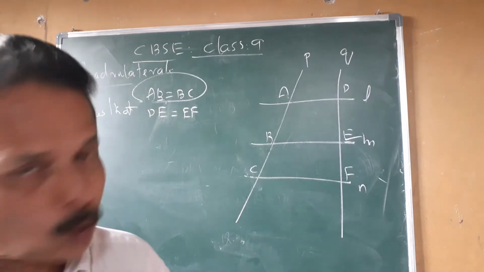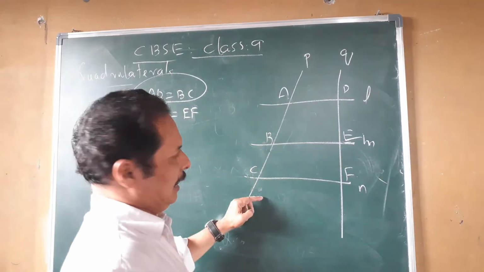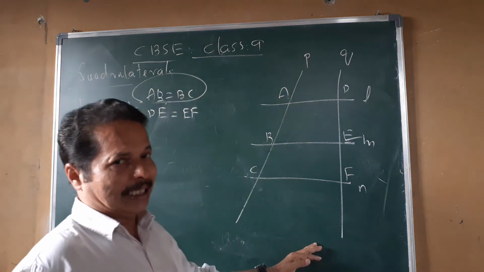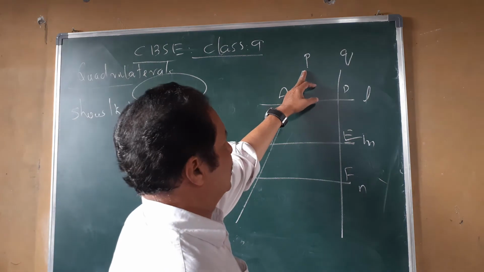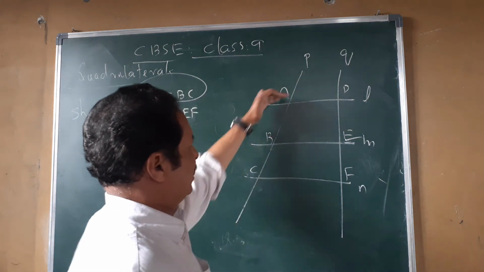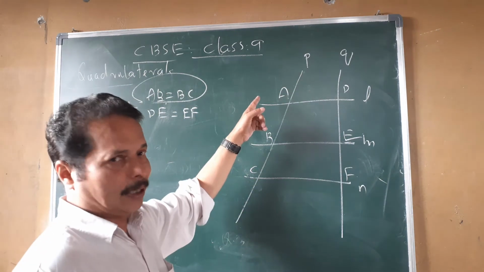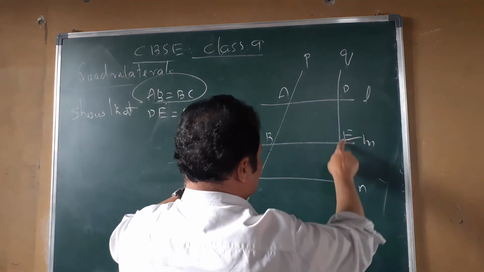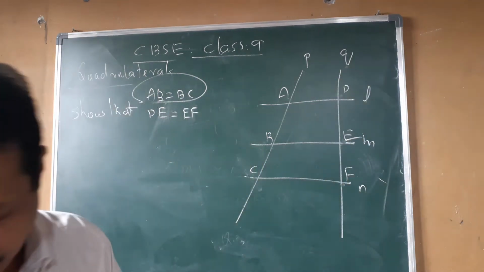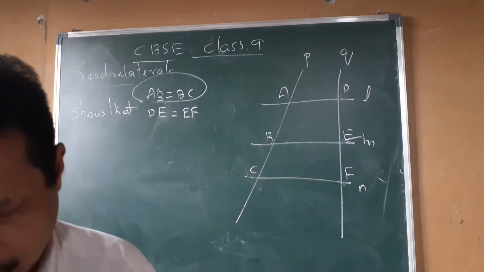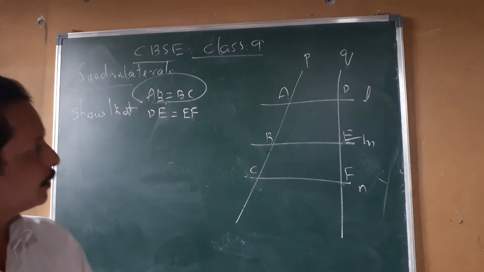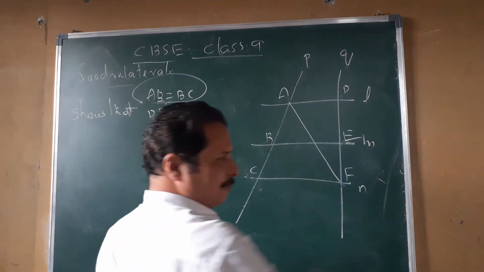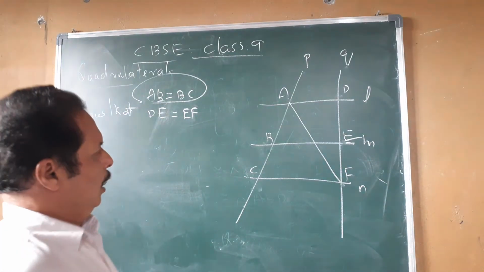The figure is also given. Remember, these three lines are parallel. P is a transversal, Q is a transversal. The transversal P makes equal intervals, that is AB and BC. Similarly, we want to prove Q makes equal intervals, that is DE equal to EF. Are you ready? Figure is given. So, look here. Look at the triangle. Let us draw a triangle here. Are you ready?